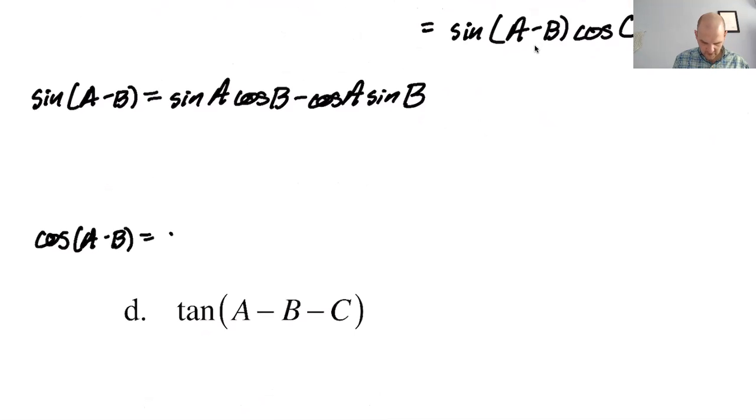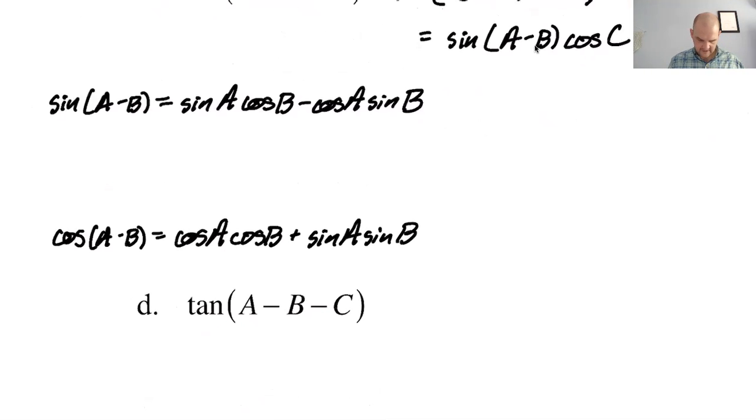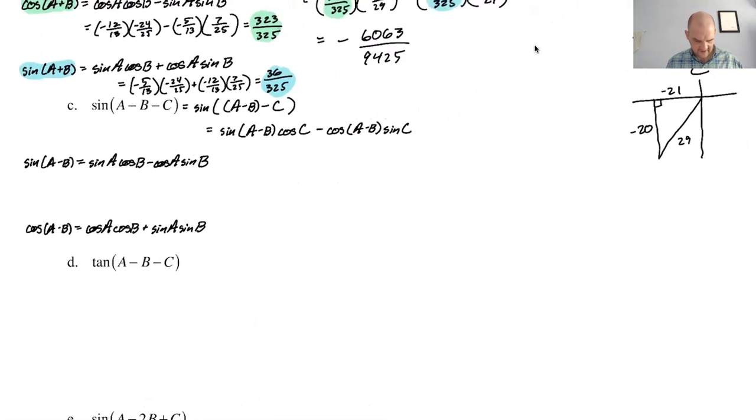Cosine of A minus B. So this is why you memorize them. I've been getting this one wrong a lot, though. Cosine, cosine, plus sine, sine. Okay, so now we go to the triangles, and we find things, and we plug them in.